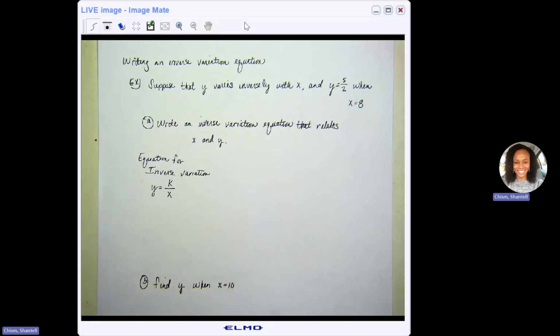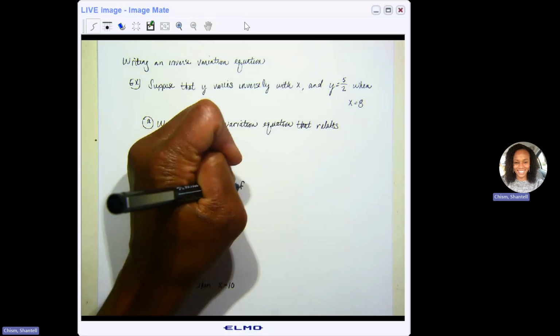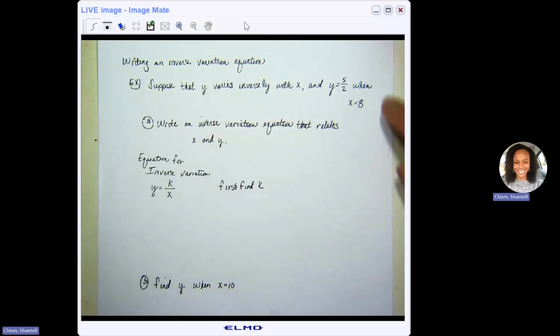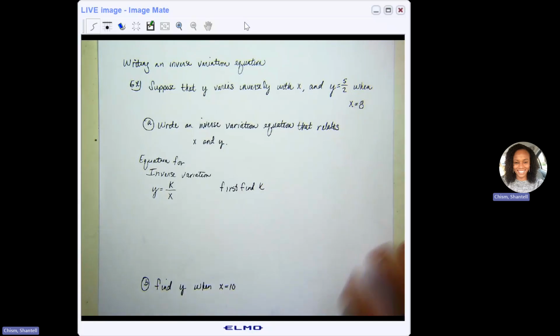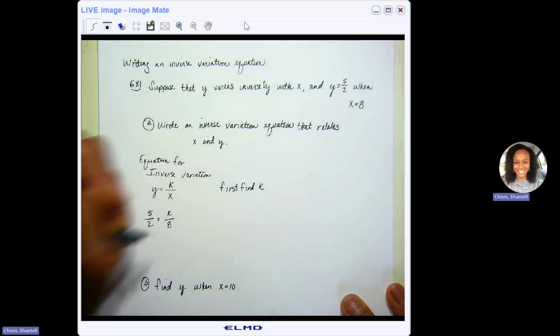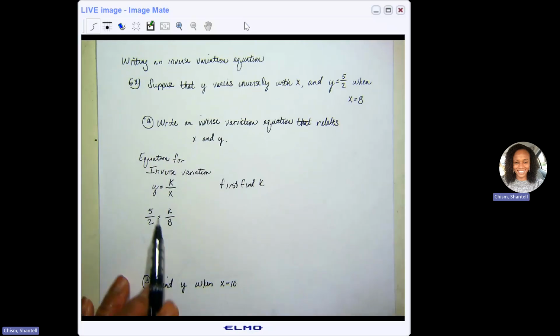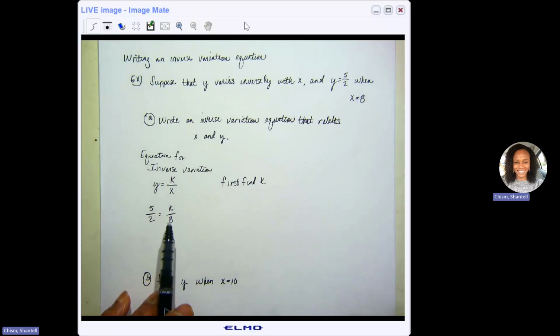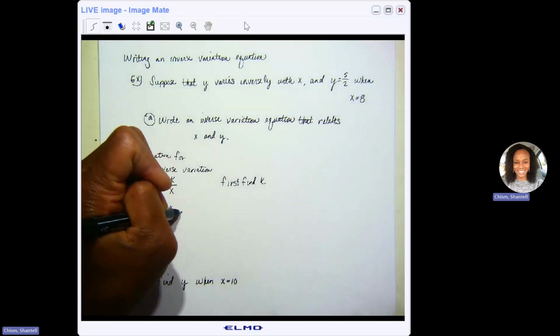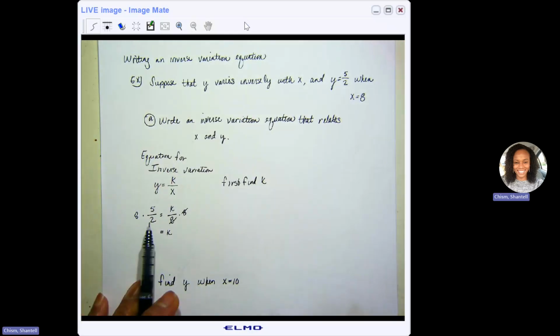All right, and now to get k, just like we did before, we're going to use the fact that they gave us y is equal to 5/2 when x is equal to 8. So we're going to first find k using when x is 8, y is 5/2. So we'll have 5/2 equals k over 8. Okay. Now, of course, you've got your calculator, but to solve this for k, we need to undo that divided by 8, which means we have to multiply by 8 on both sides there. It cancels there. 2 will divide into 8.